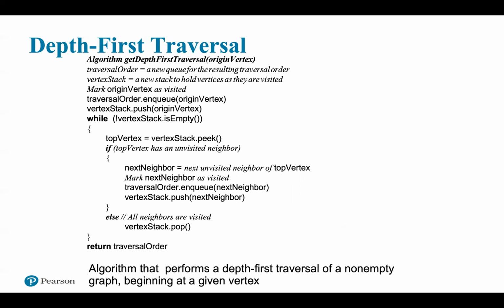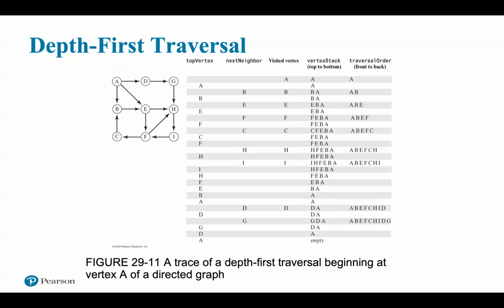We begin by pushing the origin vertex onto the stack. When the vertex at the top of the stack has unvisited neighbors, we visit and push that neighbor onto the stack. If no such neighbor exists, we pop the stack. The traversal order is the order in which the vertices are added to the stack. We can maintain this traversal order as a queue. And so the following algorithm we're showing on the slide performs a depth-first traversal of the non-empty graph beginning at a given vertex. Figure 29.11 traces the algorithm for the same directed graph as in figure 29.10.